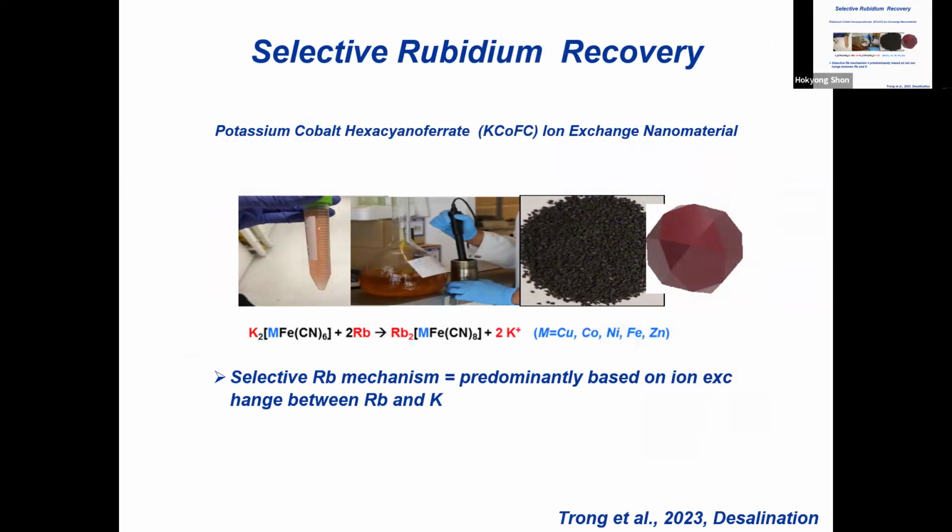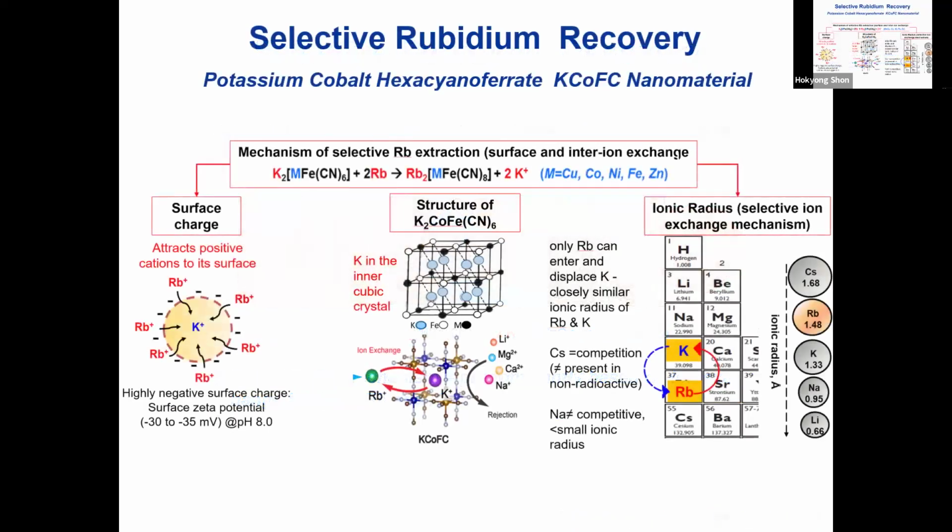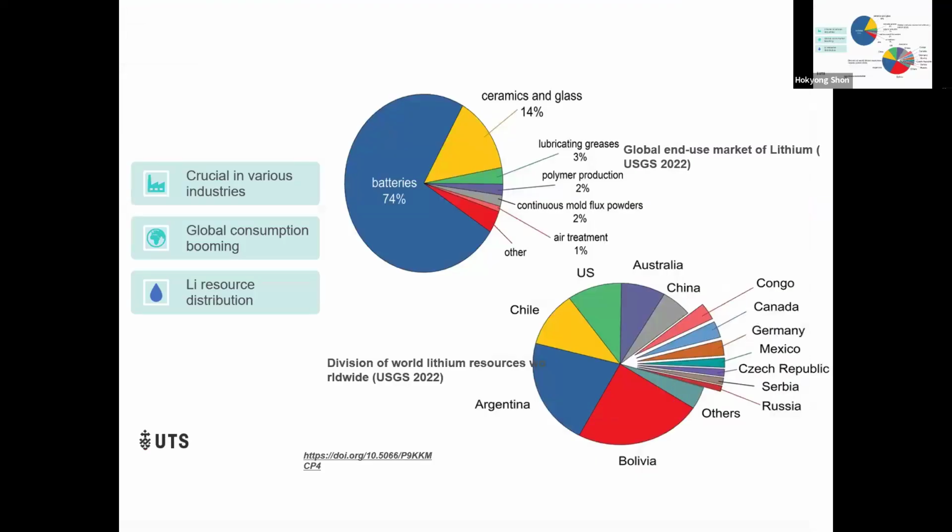So we can utilize potassium cobalt hexacyanoferrate as an ion exchange nanomaterial, and the rubidium is exchanged with the potassium in this nanomaterial. So potassium is replaced with rubidium by ion exchange, and then produces a good quality rubidium recovery.